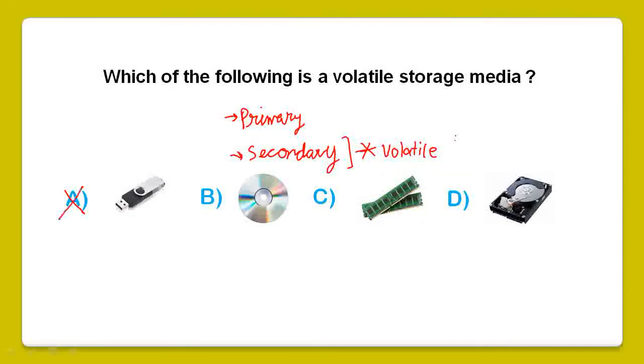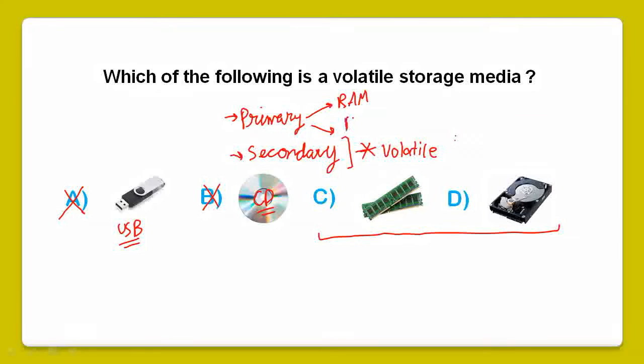So A and B are secondary memories, that are CD and USB. So A and B are wrong answers. C and D are the options here, where D is hard disk and C is RAM. Primary memory has two types: RAM, random access memory, and ROM, read only memory. RAM is volatile and ROM is not volatile, so C is the correct answer and D is not. It is auxiliary memory. Okay, and let's move to the next question.